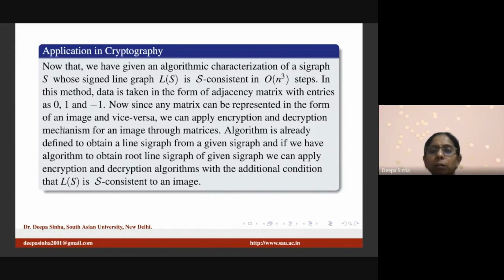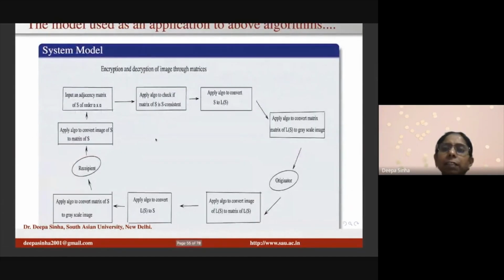Okay, so the algorithm is already defined to obtain the line sign graph from a given sign graph, and we have an algorithm to obtain the root line sign graph, which was given in the previous slides. We can apply the encryption and decryption algorithm with the additional condition that LS is S-consistent to an image. So I will just try to explain with whatever detail I have told you. I hope I will make things clear by using this chart.